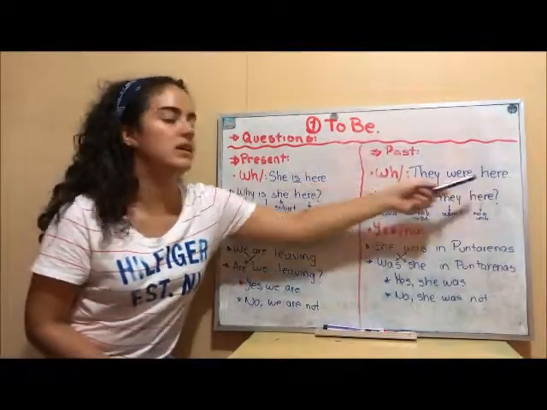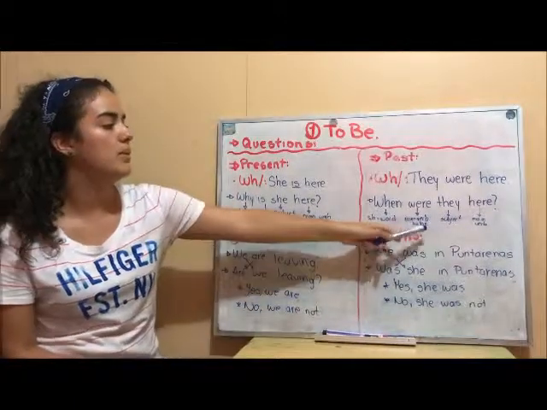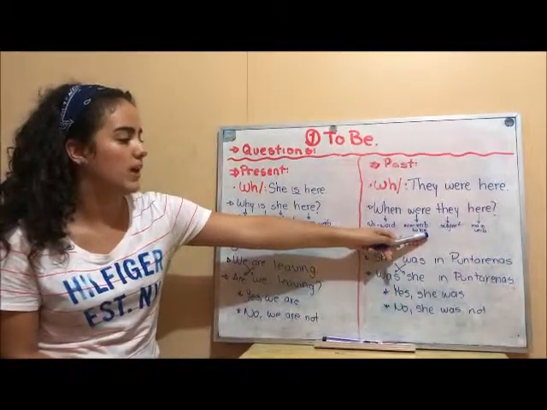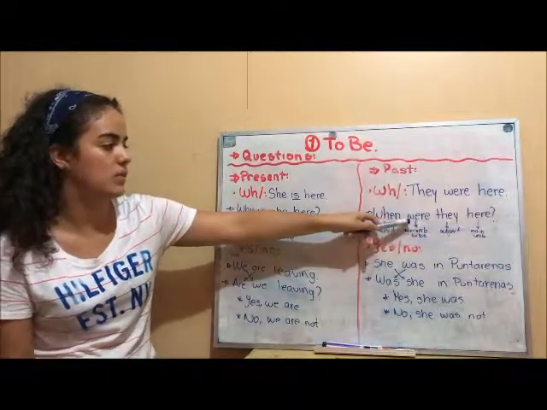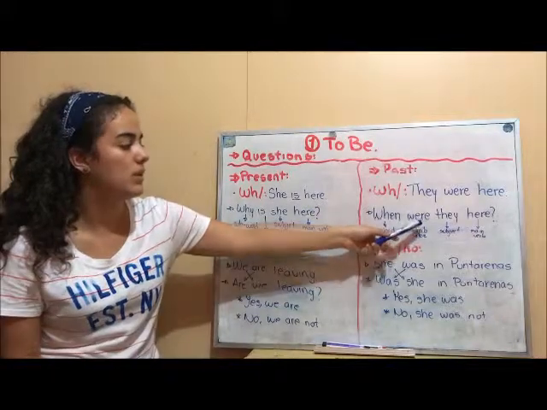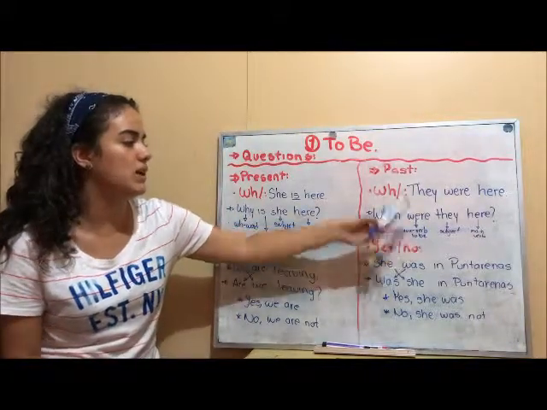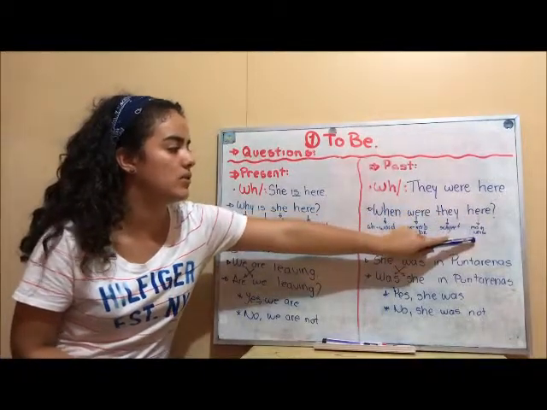And now we have the past, the WH questions. They were here is the sentence. And we just have to do the same, but we need to use the past of the auxiliary verb to be, that here is were. So where is the WH word, were is the auxiliary verb to be in past, they is the subject, and here is the main verb.